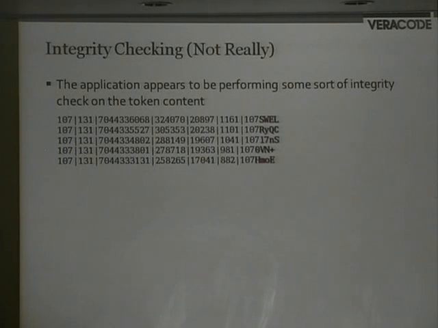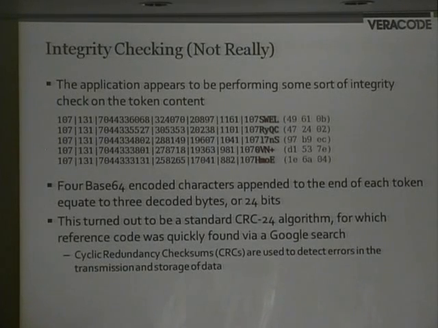So then we looked at the token a little bit more and realized that at the end it was not numeric, it was actually 4 bytes of base 64 encoded stuff. If you base 64 decode it, that's what you get in parentheses. So it looked like some sort of integrity check, except when we looked up what sort of integrity check generates 24 bits, we realized that it was just a CRC24 algorithm, which is not intended to be an integrity check to prevent manipulation; it's intended to detect transmission errors.